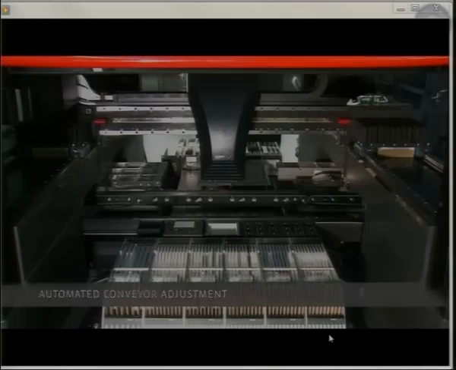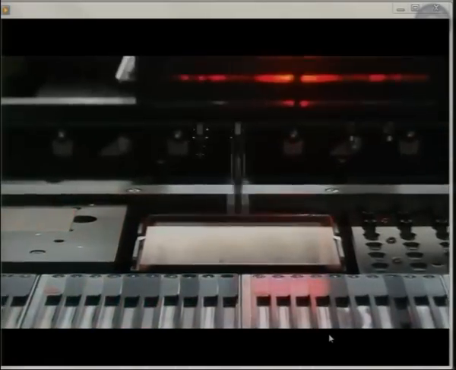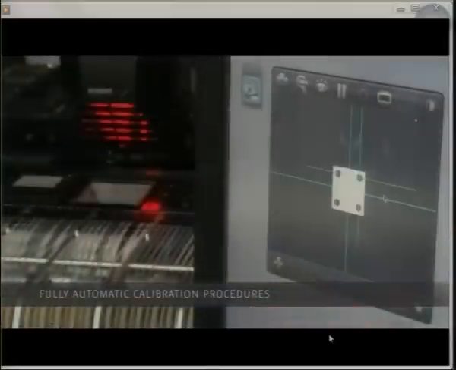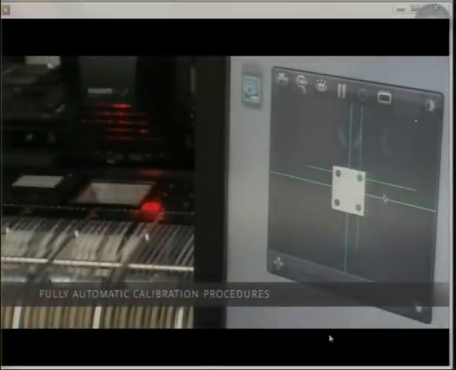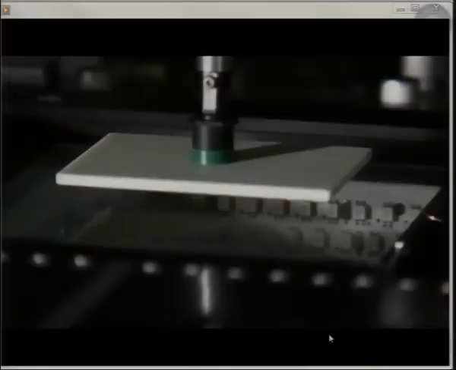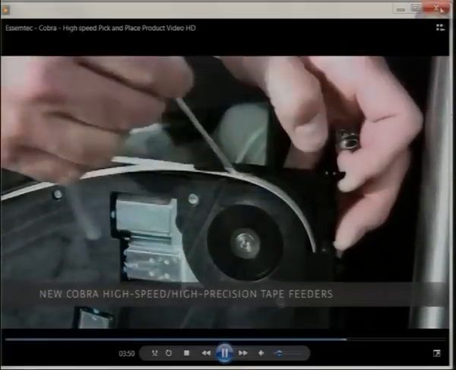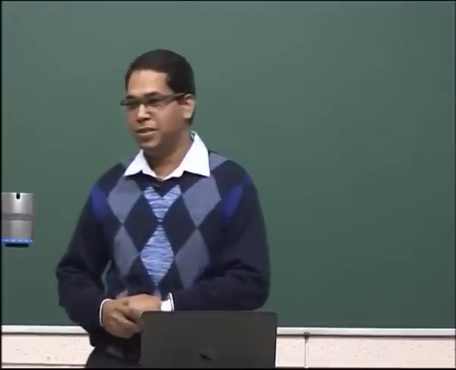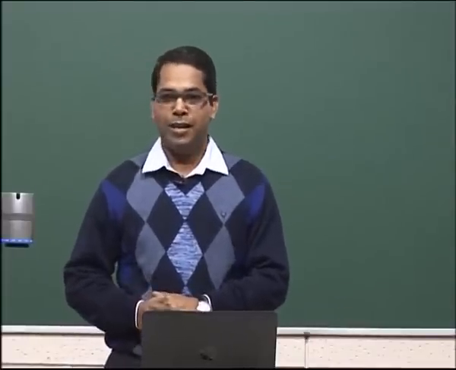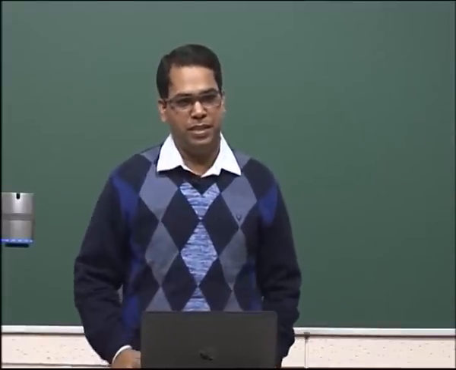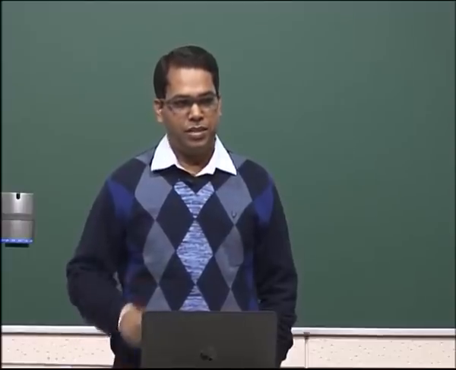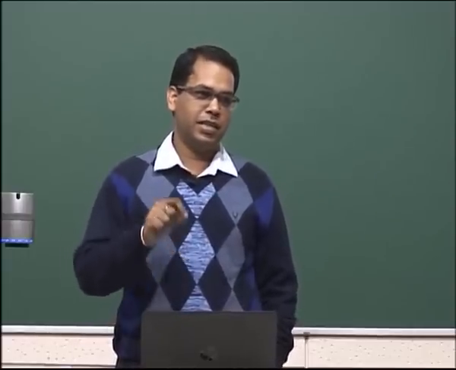So everything is in a very compact machine, you see here. Now, what exactly is this? So what exactly is that scan doing? See, when you are placing 20,000 components per hour, you cannot afford to miss a single component while placing. Such a speed, such a precision, such an accuracy without error.